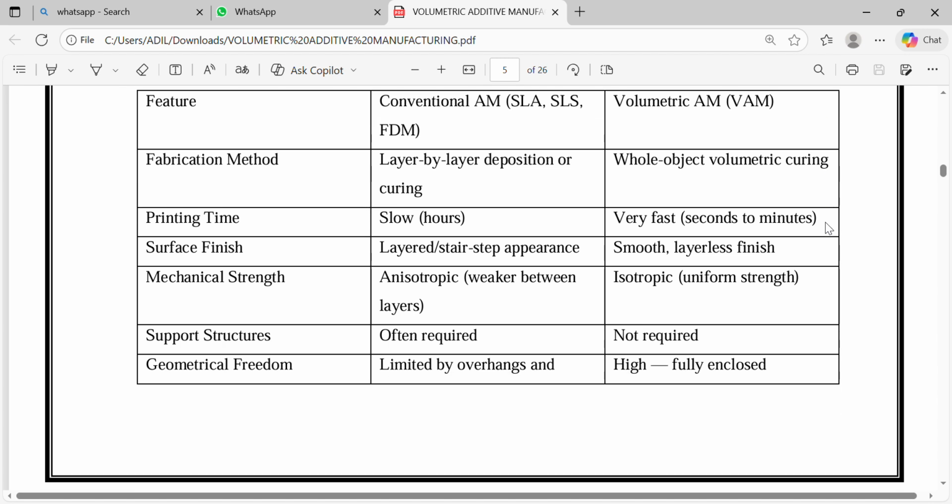Here is the difference between conventional AM and volumetric AM. The features include fabrication method, printing time, surface finish, mechanical strength, support structures, and geometrical freedom. In conventional AM, the fabrication method is layer by layer, but in volumetric it is non-layered. Printing time in conventional is very slow, but in volumetric it is very fast. The surface finish is layered in conventional but smooth and layerless in volumetric additive manufacturing.